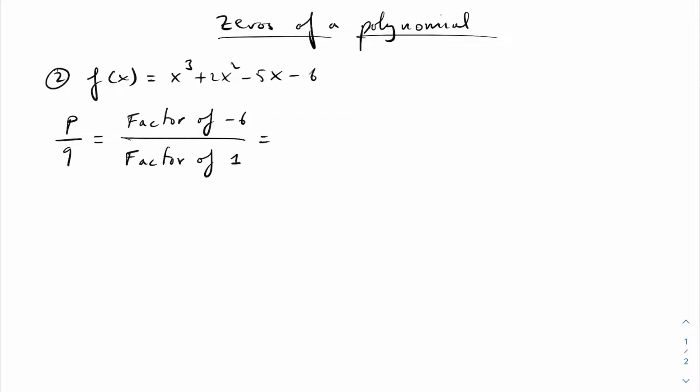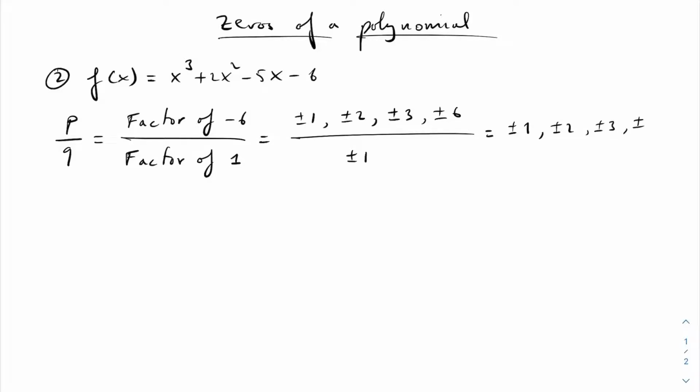And so with that, I can go ahead and list all my factors for negative 6. It's going to be plus or minus 1, because you can divide negative 6 by 1, also plus or minus 2, also plus or minus 3, and finally plus or minus 6. And at the bottom here, my factors of 1 are going to be just plus or minus 1. And so with that, I can divide these two things, and all I'm going to get here is plus or minus 1, plus or minus 2, plus or minus 3, or plus or minus 6.